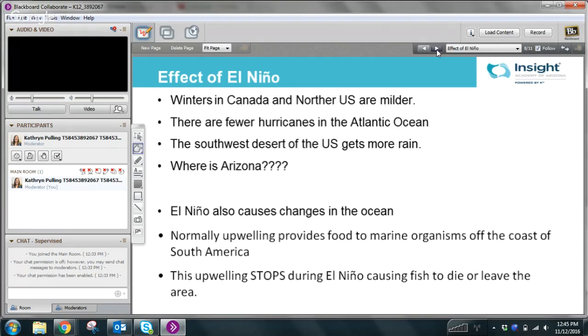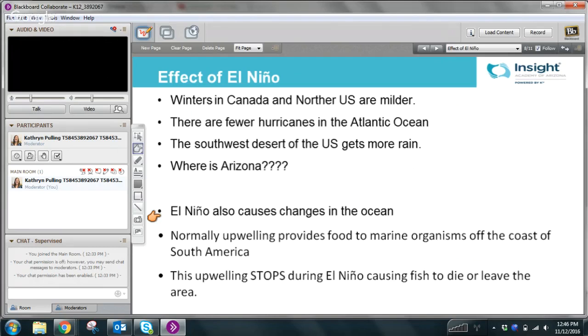So El Nino also causes some pretty distinct changes to our oceans. Typically, upwelling is a process, and we'll actually talk about this even more next unit, where the water from the bottom rises up, bringing food to the marine organisms that live off of South America. This warm water kind of prevents this upwelling, so off the coast of South America many of the marine organisms either move away or die because there's not enough food for them all. Okay, so just some of the effects of El Nino.